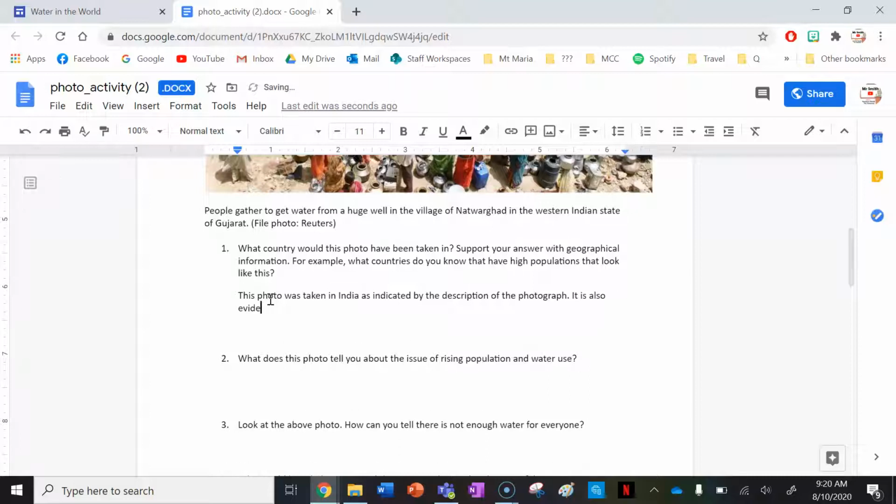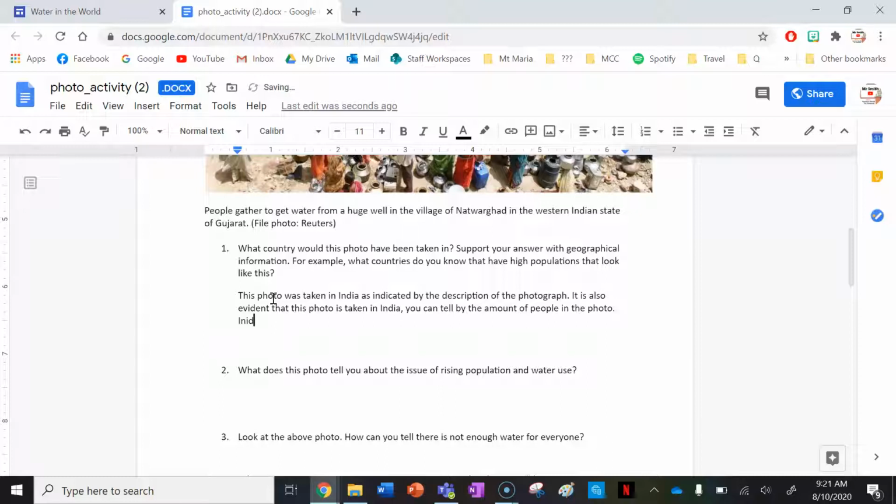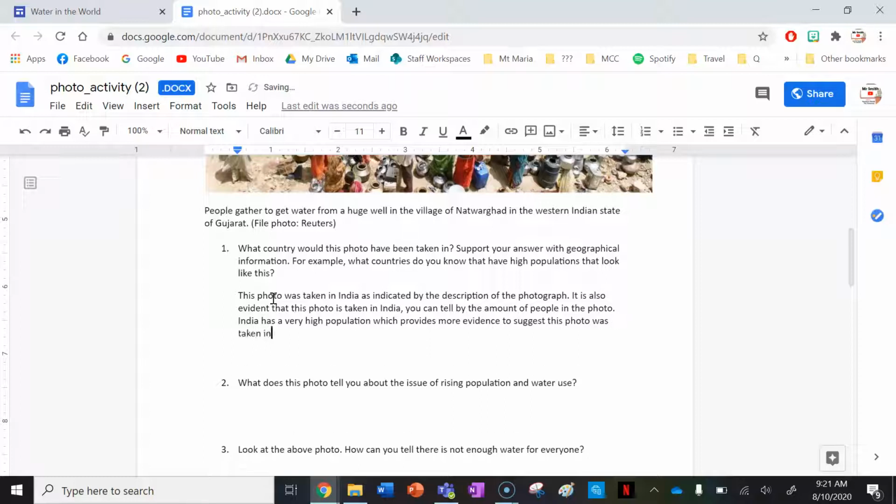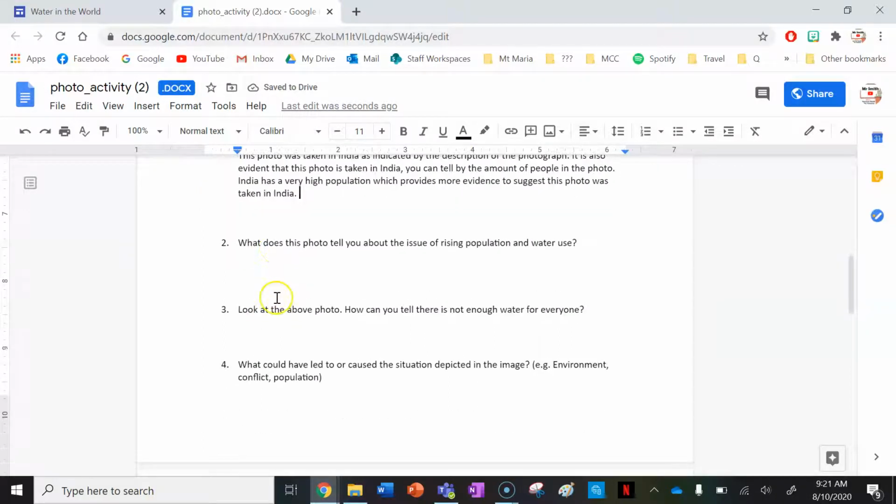It is also evident that this photo is taken in India. You can tell by the amount of people in the photo. India has a very high population, 1.4 billion people, which provides more evidence to suggest this photo was taken in India. Fantastic. What does this photo tell you about the issue of rising population and water use?